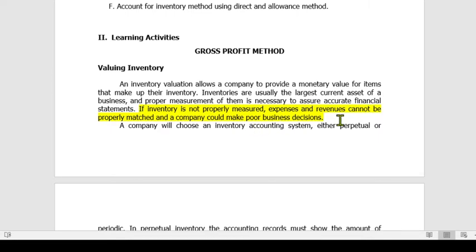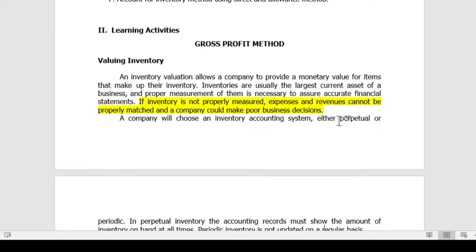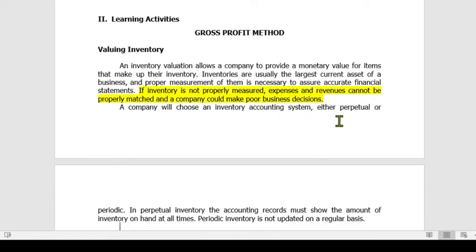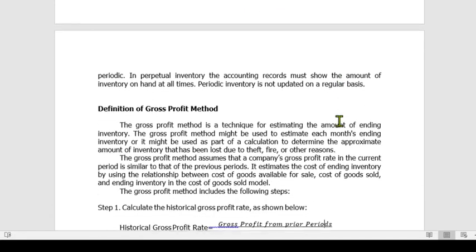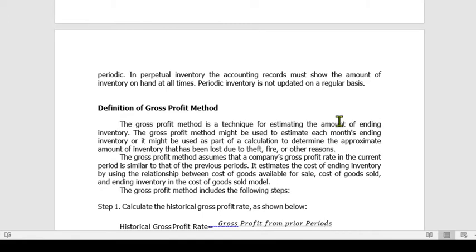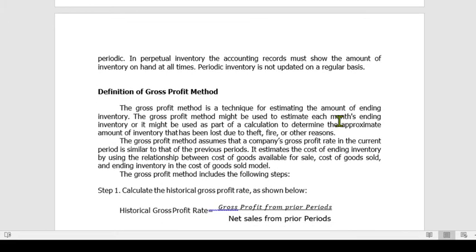This is very true. A company will choose an inventory accounting system, either perpetual or periodic. In perpetual inventory, the accounting must show the amount of inventory on hand at all times. Periodic inventory is not updated on a regular basis, because it needs an inventory count or physical counting at the end of the year or a particular period to identify the inventory on hand.